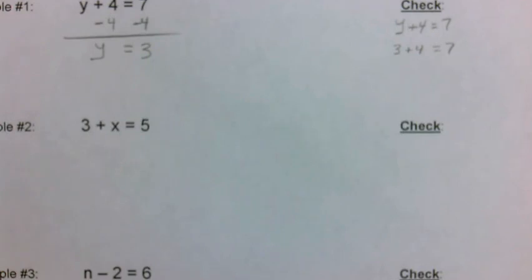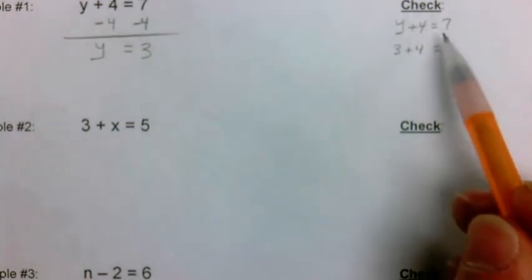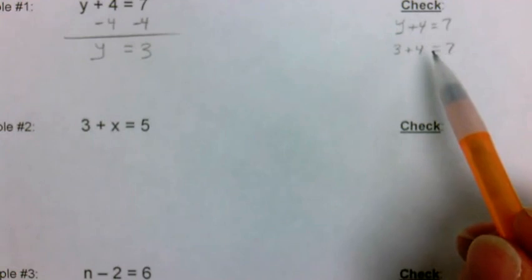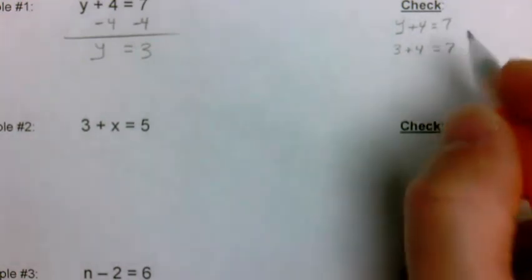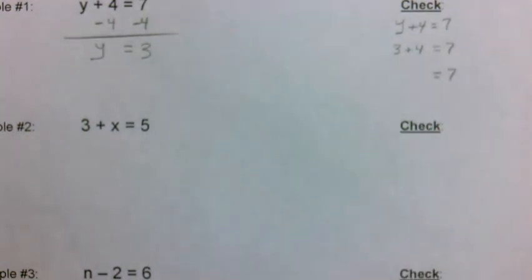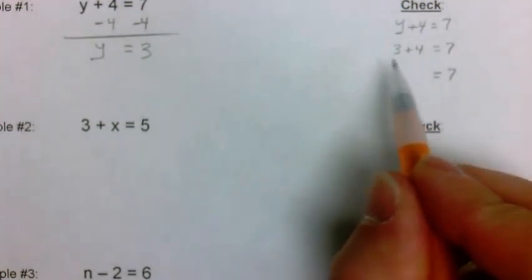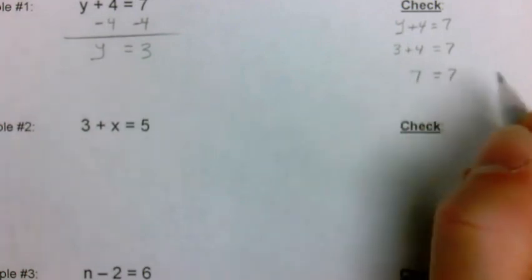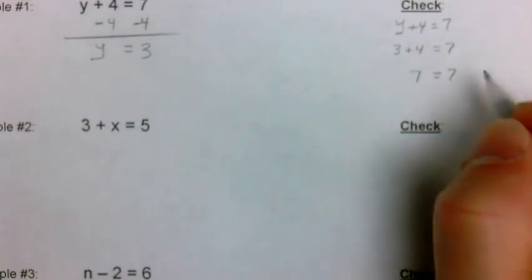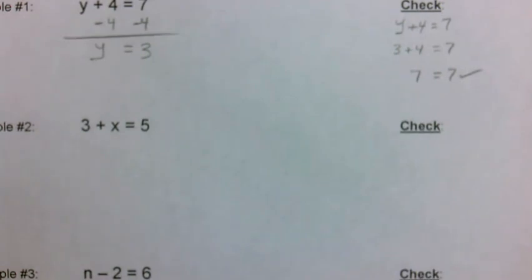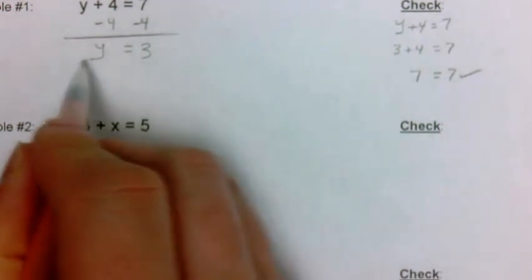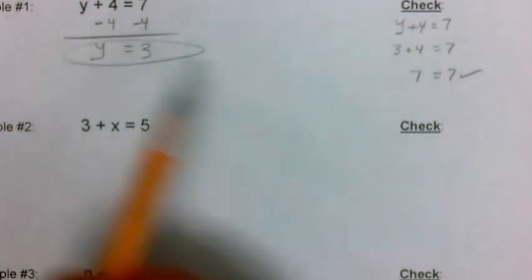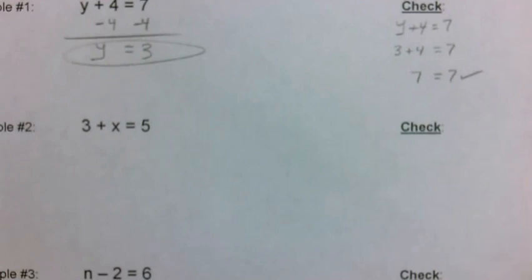And now I'm going to evaluate each side of the equal sign until I can't evaluate it any further. Now, the right-hand side already equals 7. I can't do anything to that 7. But on the left-hand side, 3 plus 4, I can evaluate. 3 plus 4 is 7. And now it says 7 equals 7, which is a true statement. 7 always equals 7. So I know that y must have a value of 3 in this equation.